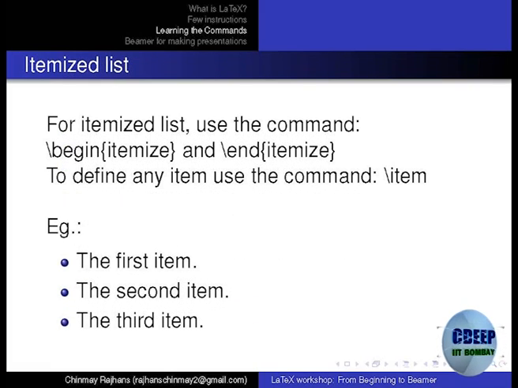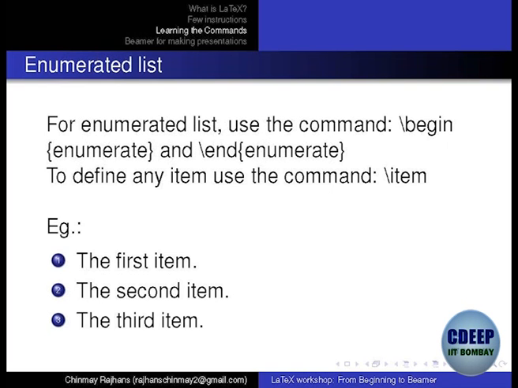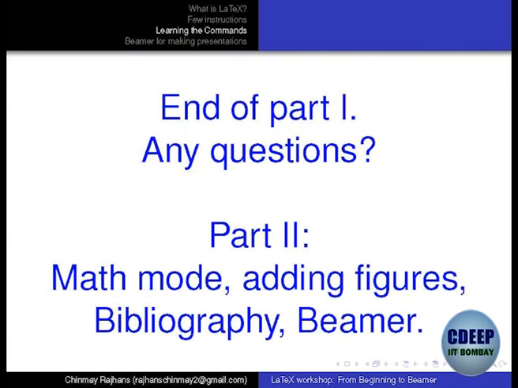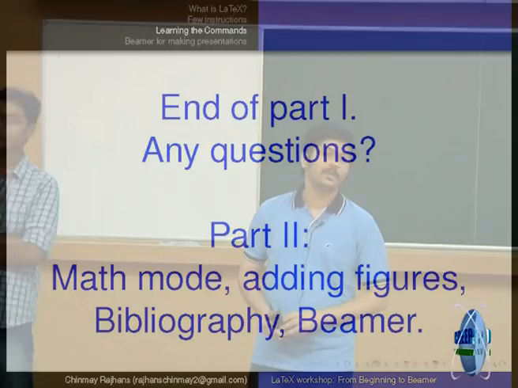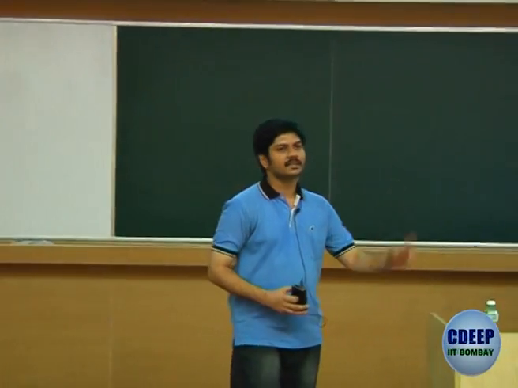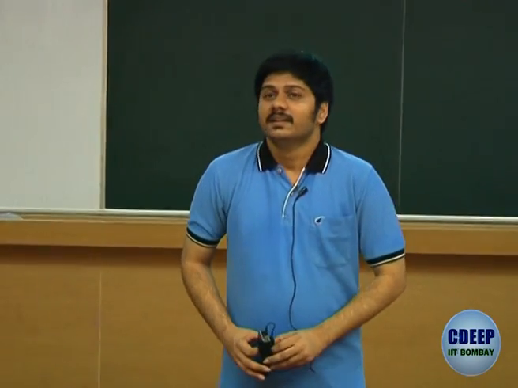To get an itemized list, the command is begin itemize, end itemize. Every item is defined by backslash item. And to get an enumerated list, the command is the same: begin enumerate and end enumerate, right? This is the end of session 1. Tomorrow we will be doing math mode, adding figures, tables, bibliography a little bit, and the last slide will be on Beamer. So thank you.